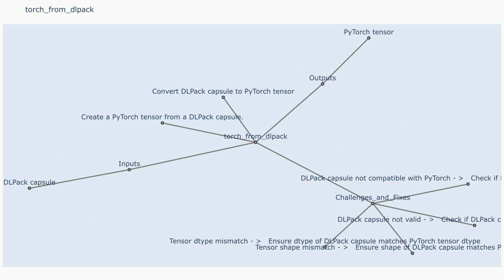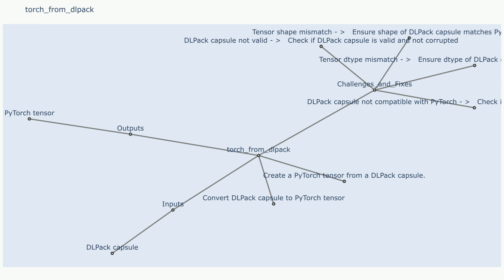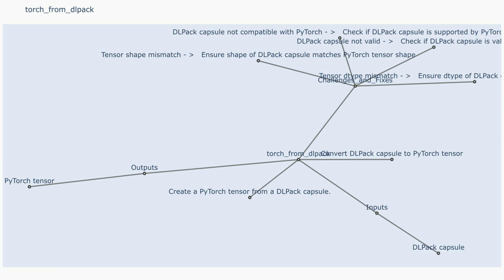Challenge 2: unsupported device. The DLPack object might be on a device that is not supported by PyTorch. Sample use case that resulted in challenge 2: a DLPack object is created on a specific GPU, but PyTorch is not configured to use that GPU. Fixes to challenge 2: ensure that the PyTorch environment is configured to use the same device as the DLPack object. This might involve setting the appropriate environment variables or configuring the PyTorch device manually.